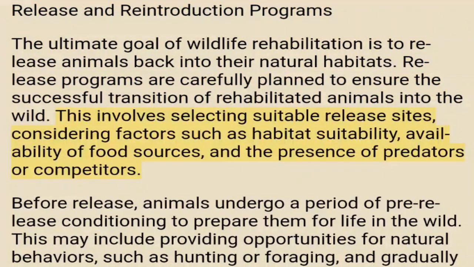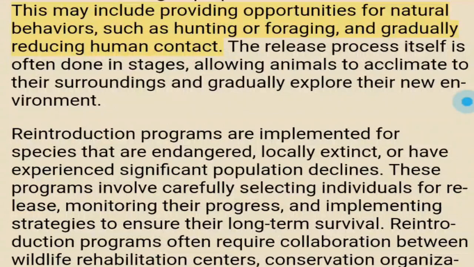This involves selecting suitable release sites, considering factors such as habitat suitability, availability of food sources, and the presence of predators or competitors. Before release, animals undergo a period of pre-release conditioning to prepare them for life in the wild. This may include providing opportunities for natural behaviors, such as hunting or foraging, and gradually reducing human contact. The release process itself is often done in stages, allowing animals to acclimate to their surroundings and gradually explore their new environment.